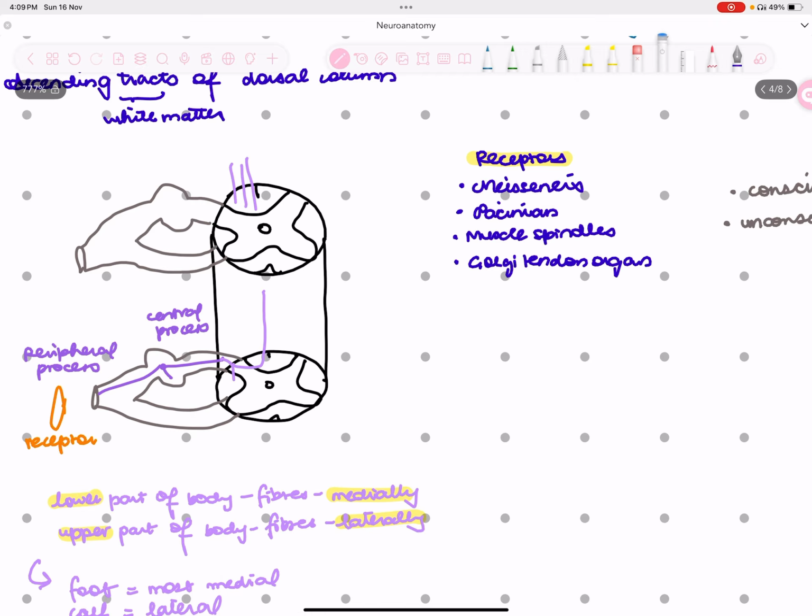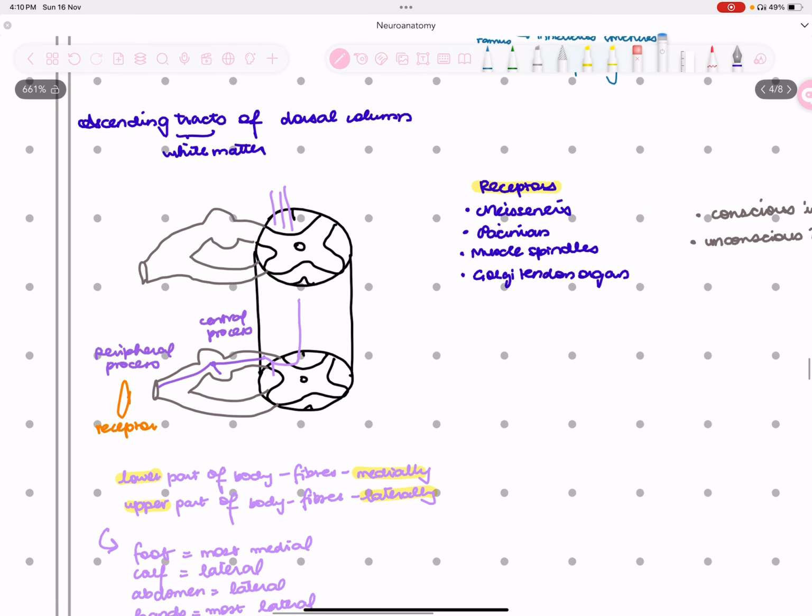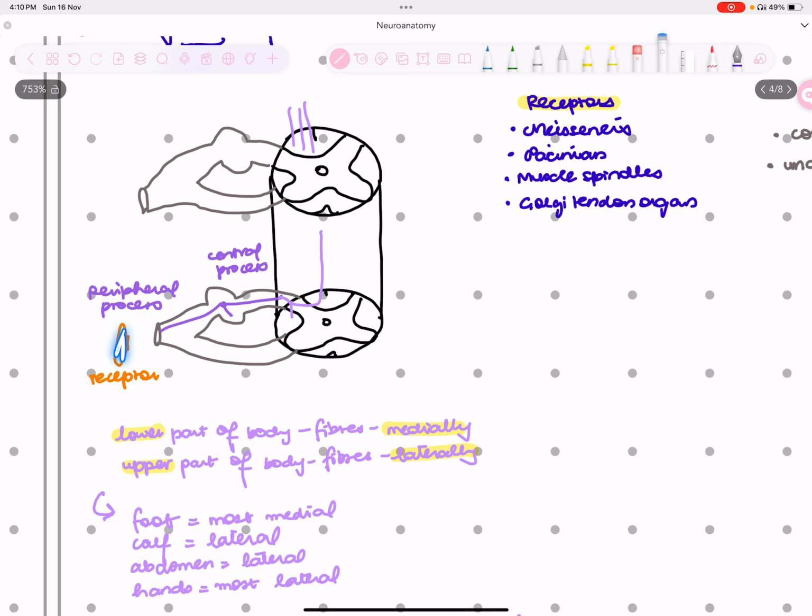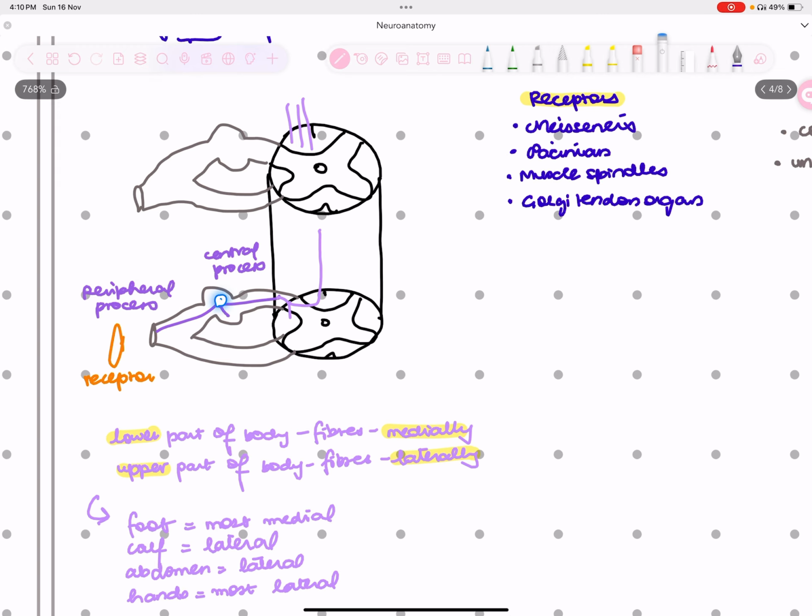So what are the receptors that bring this information? Meissner's receptors, Pacinian corpuscles, muscle spindles, Golgi tendon organ. These are the receptors, and they bring in the information. This is a ganglion, the dorsal root ganglion. Remember, I told you all the sensory information comes here. Every ganglion has a peripheral process coming from the receptor, and a central process going to the spinal cord and the higher centers of the brain. The peripheral process brings the information from the receptors: Meissner's, Pacinian, muscle spindles, and Golgi tendon organ.